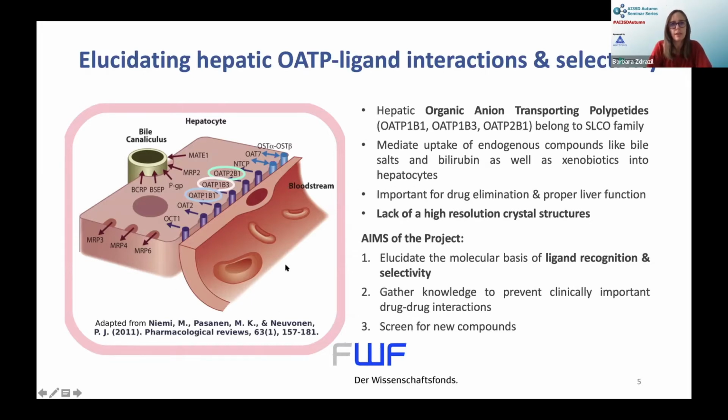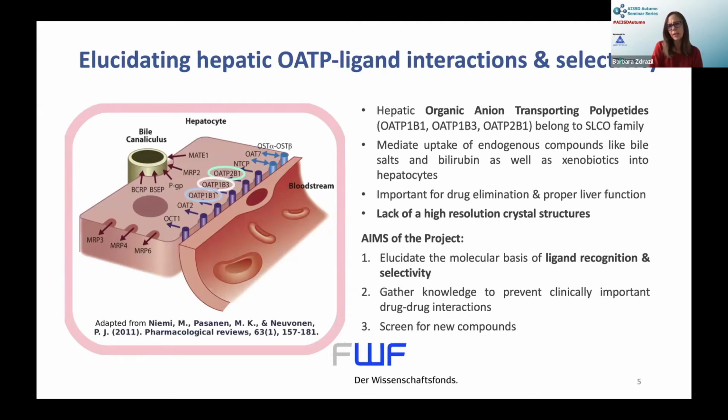As you can see on the left-hand side, they are located on the basolateral membrane of hepatocytes. And interestingly, OATP1B1 and 1B3 are closely related by sequence. They share 80% of sequence identity. And OATP2B1 is only related by 30%. But still, they share a lot of ligands. And then there are other ligands that are really just targeting one of the three transporters.